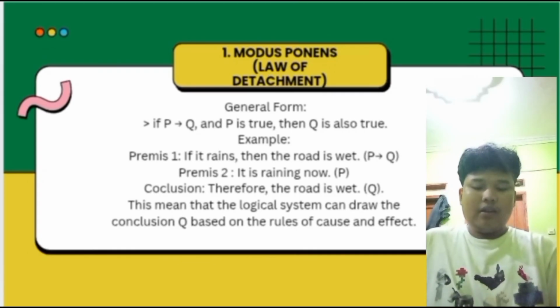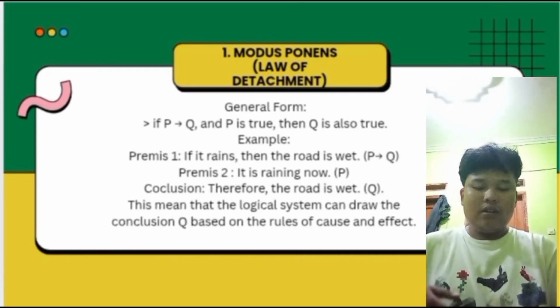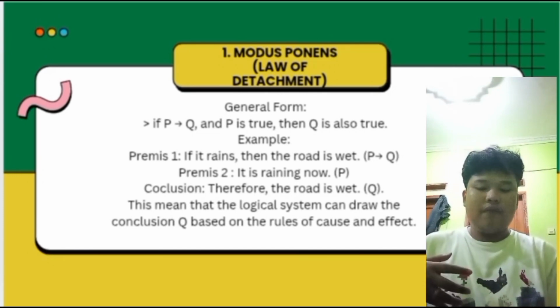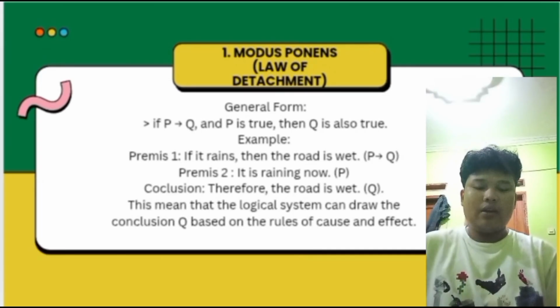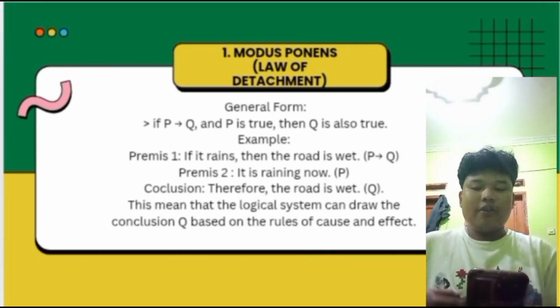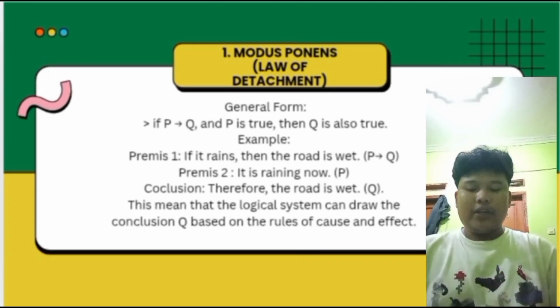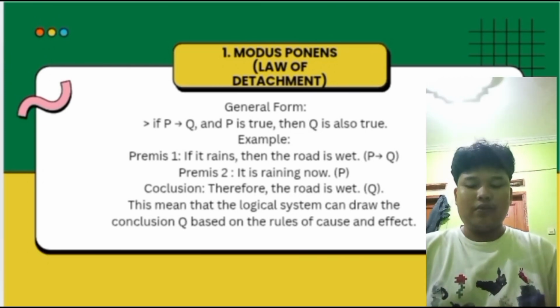Okay, alright everyone. Now we will discuss modus ponens, also known as the law of detachment. Modus ponens is one of the basic rules in logic used to draw valid conclusions. Modus ponens has the following general form: if P, then Q, and P is true, then Q is also true. This means that when we have a statement if P then Q and we know that P is true, we can conclude that Q must also be true.